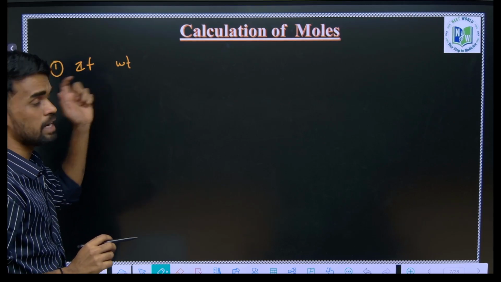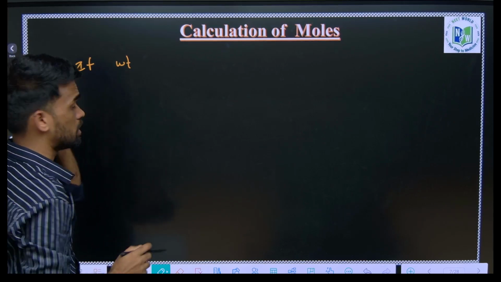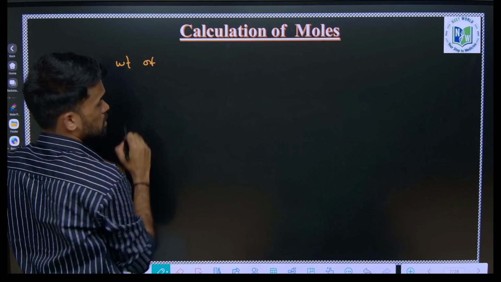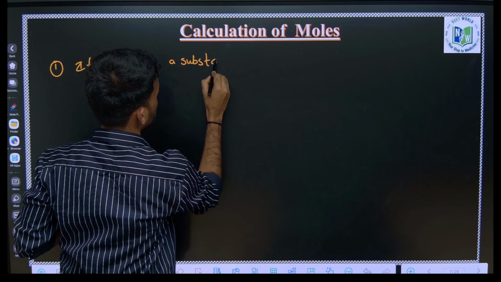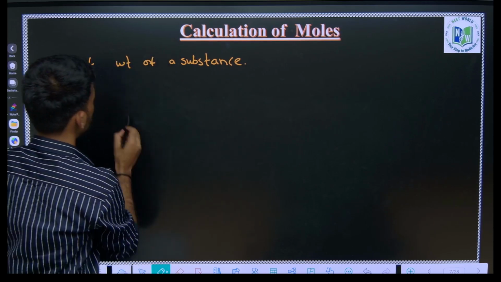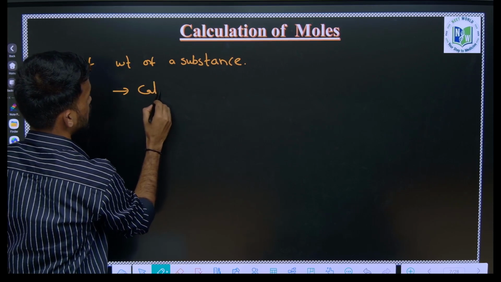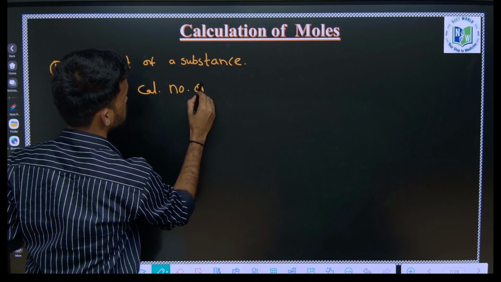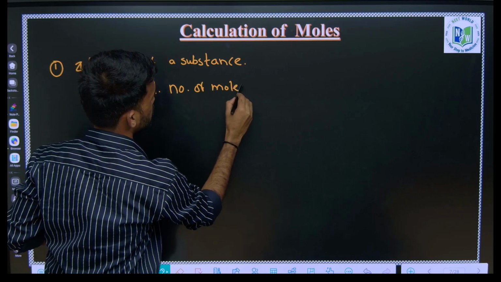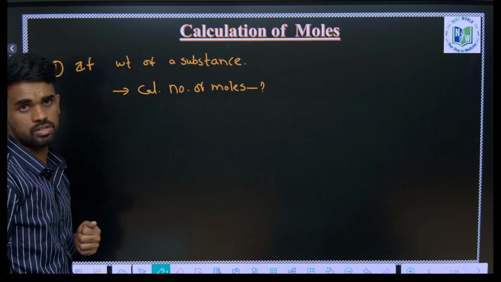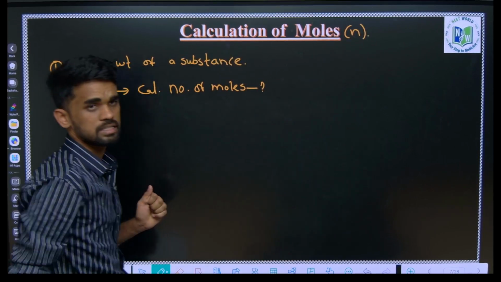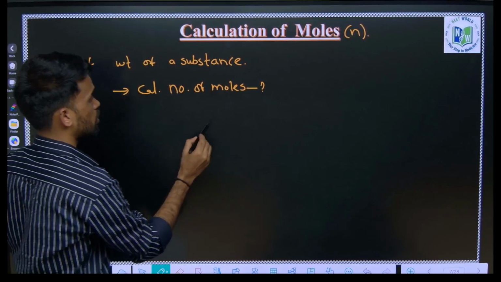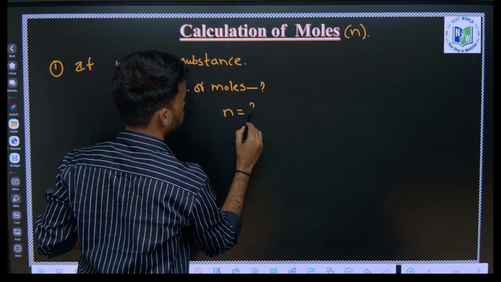They will give the weight of a substance. W means weight. The weight of a substance is given, and they may ask us to calculate the number of moles. So this is the first way of asking a question. The number of moles can be represented with a small n, let us say. So calculate the number of moles, that is what n they are going to ask.